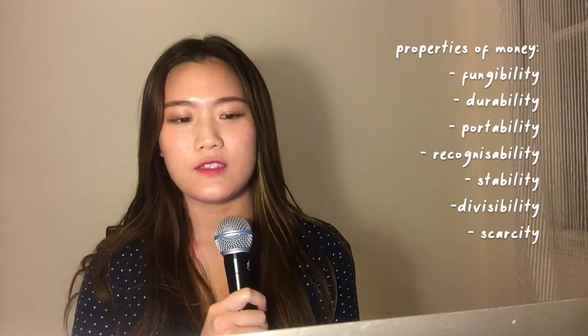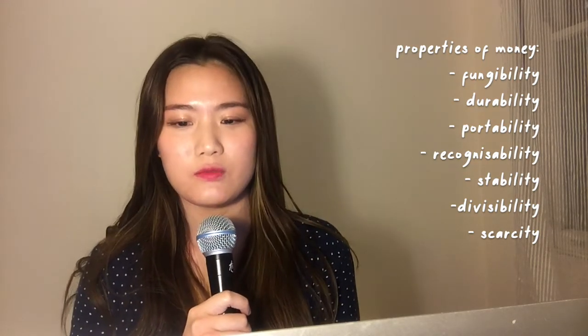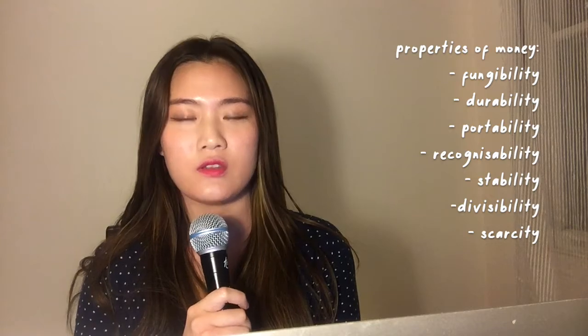So, financial instruments are monetary contracts that take place between parties, and all the available financial instruments within an economy are referred to as the money supply for a specific economy. The properties of money, to fulfill these primary and secondary functions: money needs to be fungible, so interchangeable, durable, long lasted, portable, recognizable, stable, divisible, and it needs to be scarce.